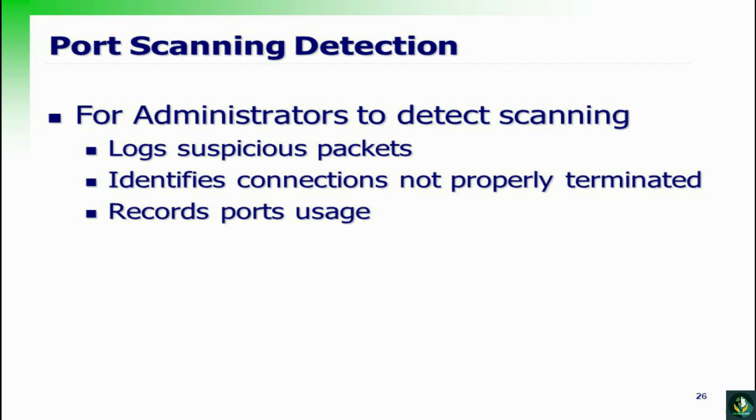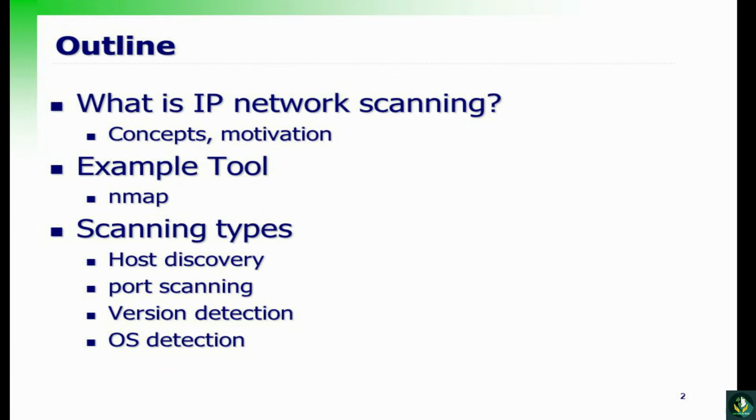So here is some outline. What is IP network scanning? Concepts and motivation. Example tools: Nmap, Zenmap, or anything else. Scanning types: host discovery, port scanning, version detection, OS detection. Basically, OS detection, operating system detection, is more powerful.